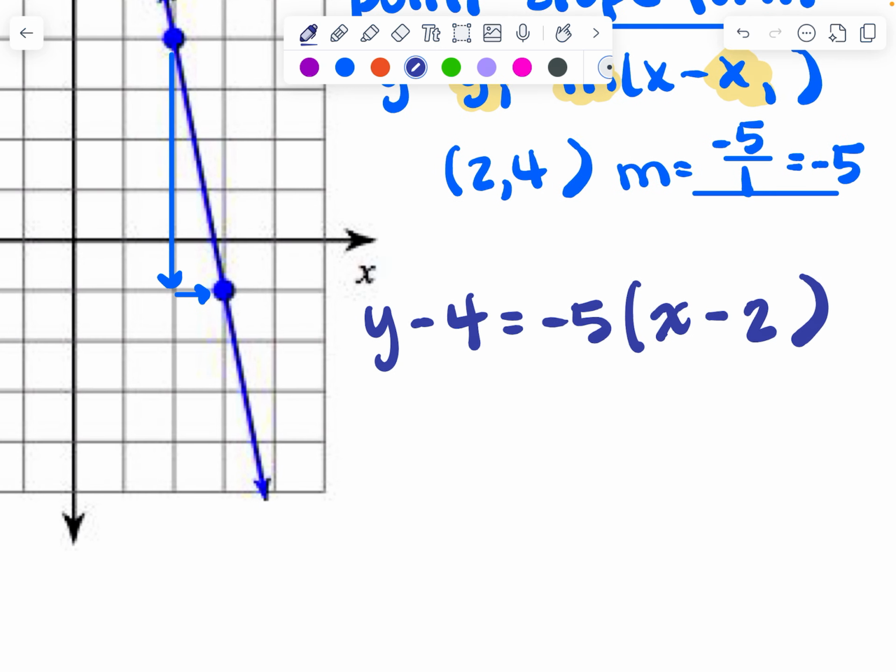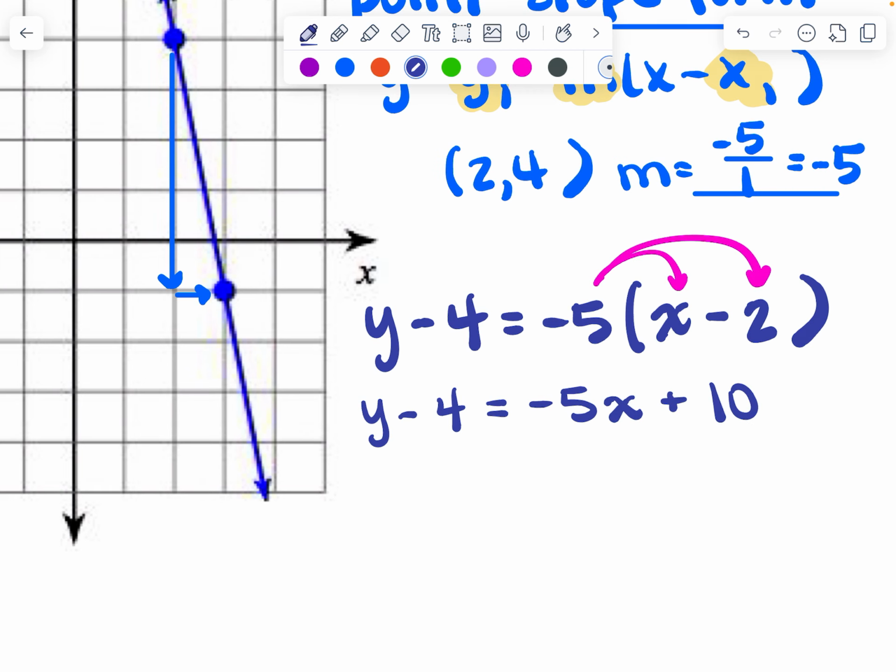Now we need to convert it into slope-intercept form, which is super easy. Step number 1, distribute, right? Our goal is to get it in y equals mx plus b. So y minus 4 equals -5x, and then -5 times -2 is +10. Notice the mx plus b action starting, right?